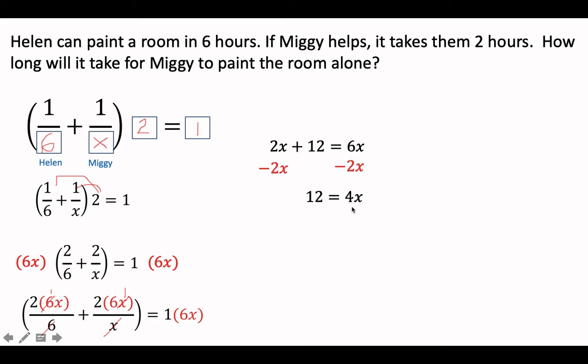Then lastly, since you want x to be left alone, we will divide both sides by 4, so that 4 divided by 4 is equal to 1, and 1 times x is x. Then on the other side, 12 divided by 4 is 3. Therefore, this 3 here is Miggy's rate working alone.